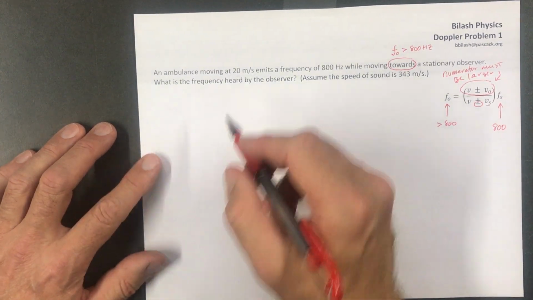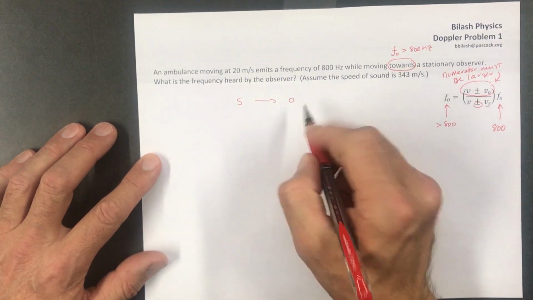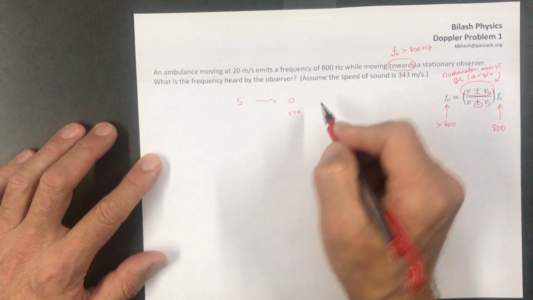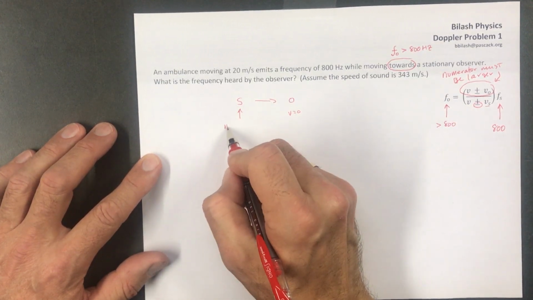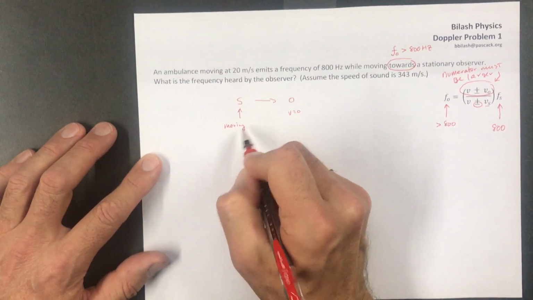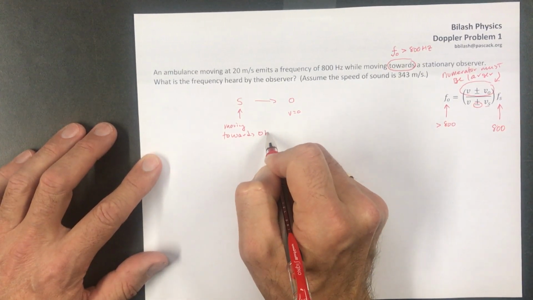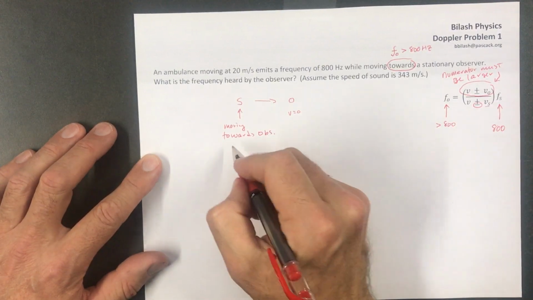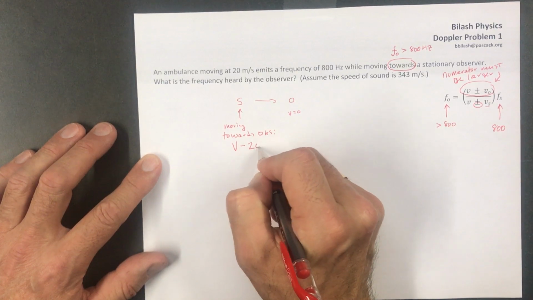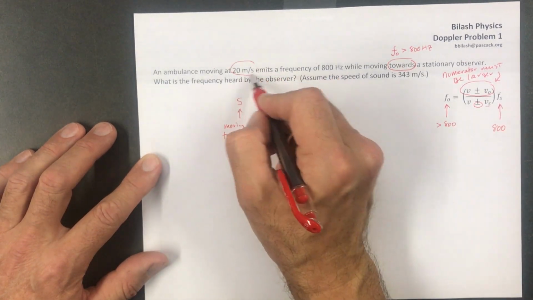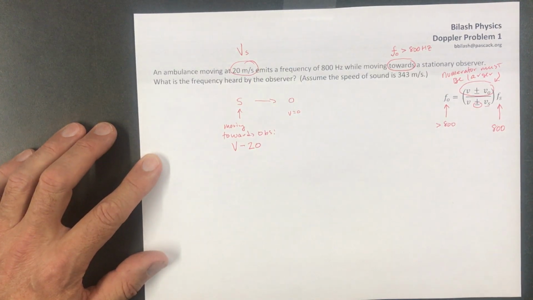So let me just rewrite that. We have the source moving towards the observer. We know that this is equal to 0. And moving towards the observer means that we're going to subtract the 20 meters per second. That is the speed of the source.